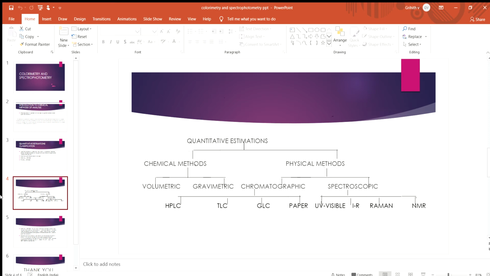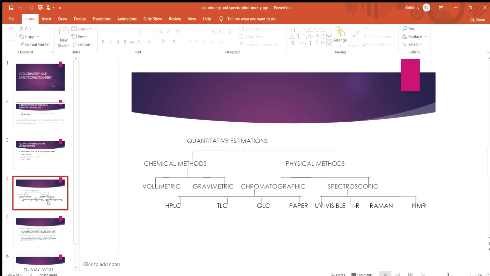So till now I have taken the qualitative and quantitative methods of analysis. Under quantitative estimations, we have chemical methods and physical methods. Chemical methods I have done briefly, because our chapter is physical methods of analysis, that is physical quantitative methods. There are several methods available for the quantitative estimation of organic and inorganic compounds. Primarily, quantitative estimations are of two types, I told you already, chemical and physical.